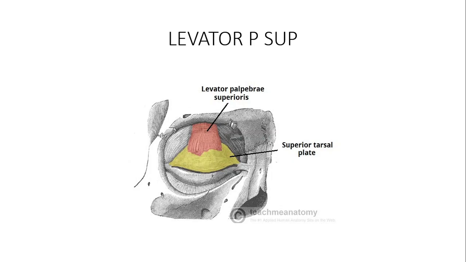So other muscles that we can find in the eyelid are the what? The levator palpebrae superioris muscle. It helps to open the eyelid. And of course, we have the what? Look at the superior tarsal plate over here. There's also the inferior tarsal plate.